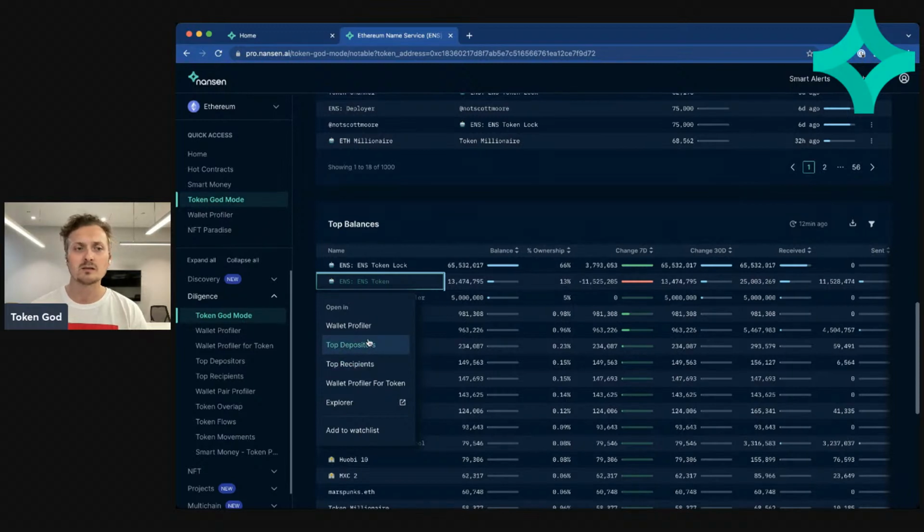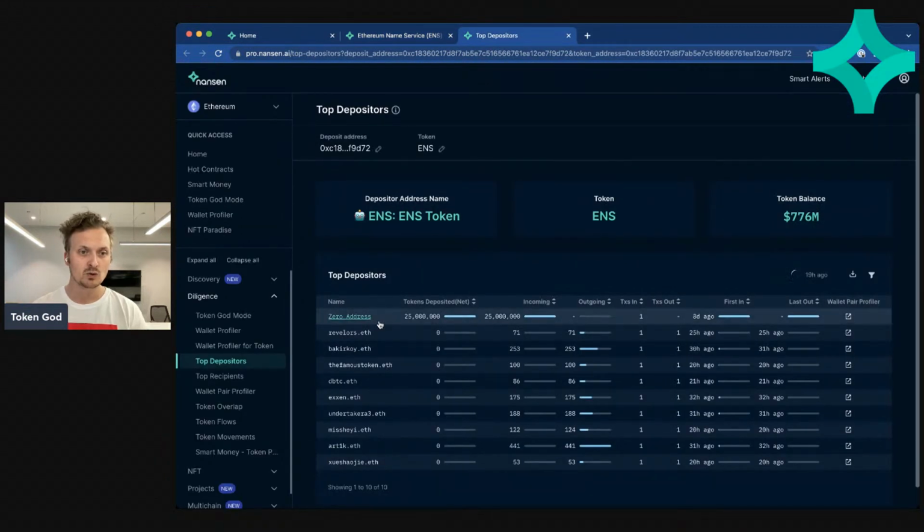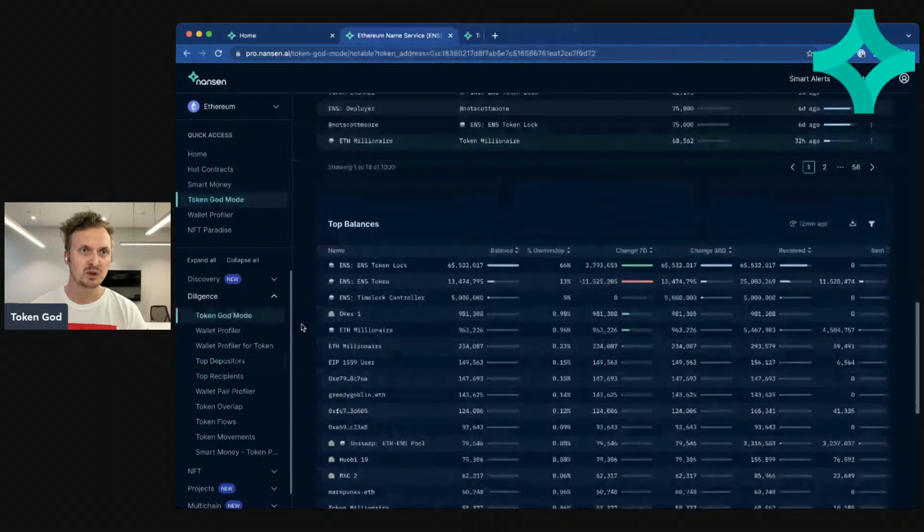Top depositors here doesn't make that much sense, but just for the sake of showing it, we could pull that up as well, and you would see who actually provided the 25 mil to this token. And you can see here that the zero address, because they got minted, so they directly got from the zero address into this contract is how they ended up there. So not super interesting, to be honest, but yeah.